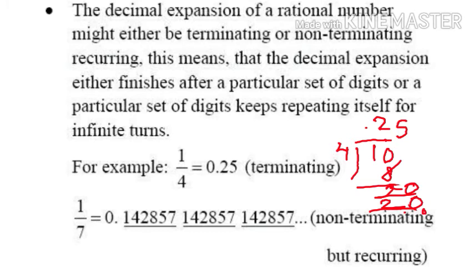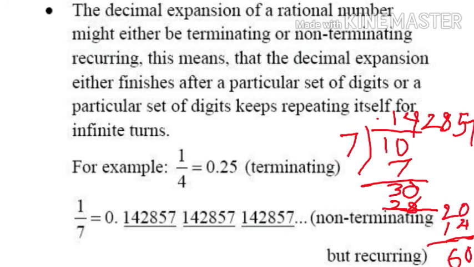But if I take 1 by 7, then you go on expanding it. 7, put the decimal, 7 ones are 7, again you got 30, 7 fours are 28, you got 2, 20, so 7 twos are 14. Like this you got 0.142857. Again the same will repeat, 142857. Again the same 142857. That means it is not terminating, it will not end, but it recurs, it repeats itself. So that is called a rational number.